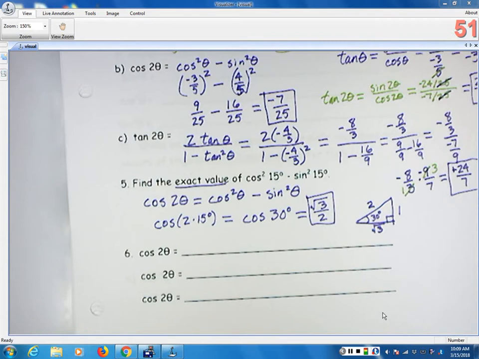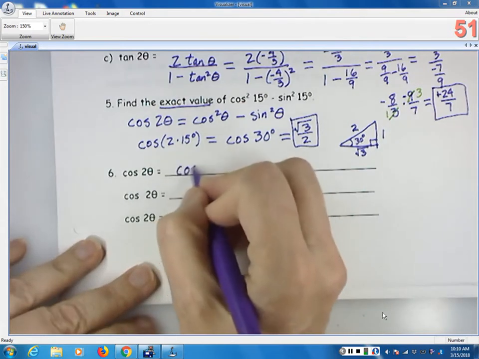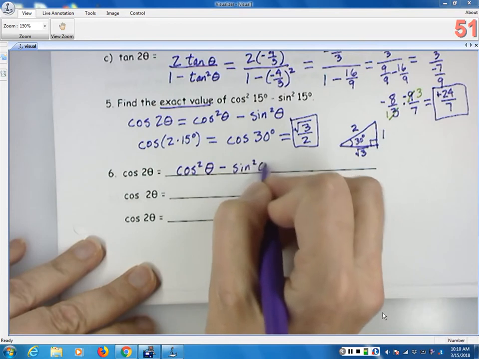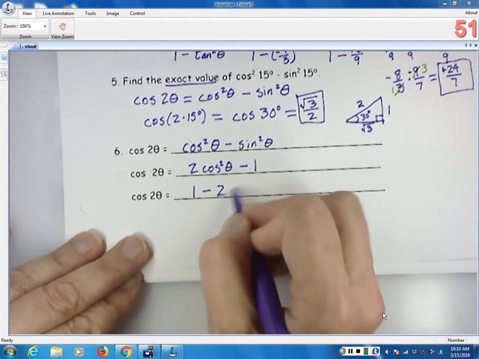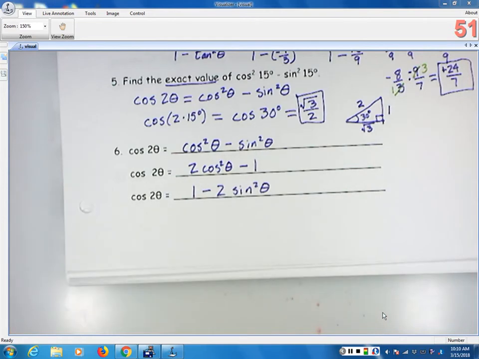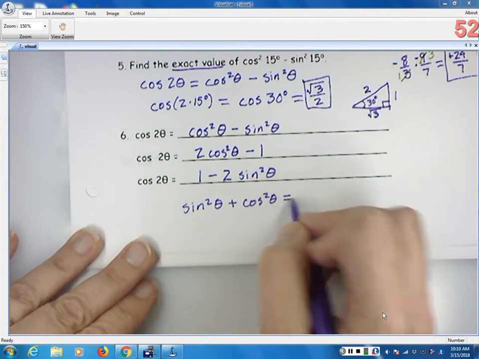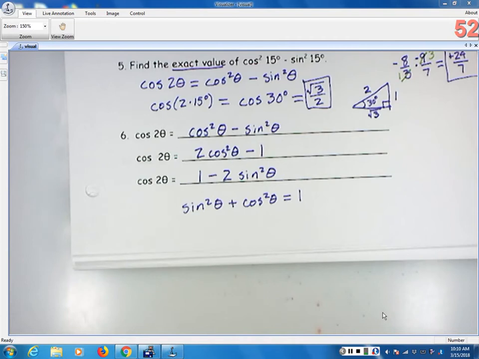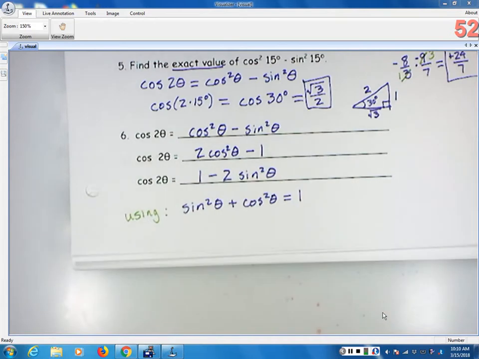All right, and then some more formulas. One teacher told me that her high school class used to have to memorize all these formulas. But you get a formula sheet, you just need to know how to use these formulas. So cosine squared theta minus sine squared theta, 2 cosine squared theta minus 1, and 1 minus 2 sine squared theta. These are all cosine of 2 theta. You can use the fact that sine squared theta plus cosine squared theta equals 1 to manipulate between these and get these other ones. We're using this to get between them.